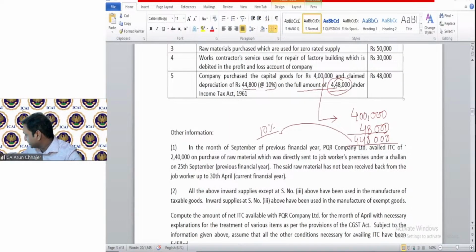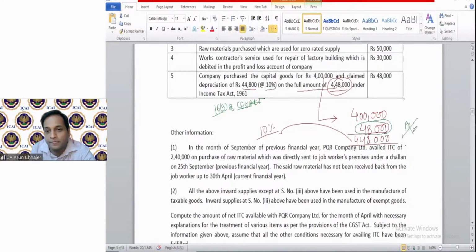No ITC as per 16, ITC cannot be taken. Yes, absolutely correct. As per 16 subsection 3 of the CGST Act, if I have claimed the depreciation on the GST part, I cannot take the ITC. In this case, suppose the registered person is capitalizing 4 lakh, taking the ITC, taking the depreciation on the 4 lakh, then there is no problem. ITC of 48,000 would be available.